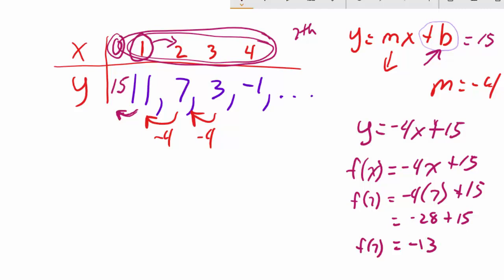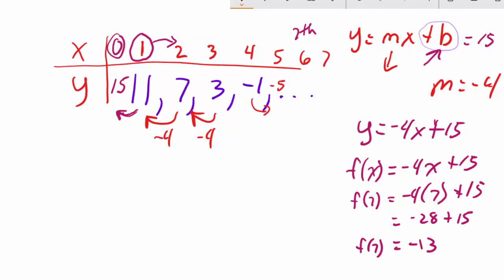And we can figure that out by going back to the problem. We could put in the 5th term, 6th term, 7th term, and figure them out. So subtract 4, I get negative 5. Subtract 4, I get negative 9. And if I subtract 4 again, I get to my 7th term. I'm at negative 13, and you'll see it matches this down here. Now that's how they're related to linear equations.